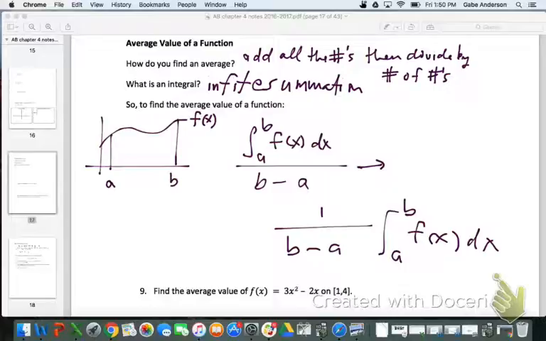Okay, fair enough. Why don't you guys try number 9? See if you can set this up, get some good practice. Again, no calculators. I don't think 9 needs them. So try this without a calculator. See how it goes.